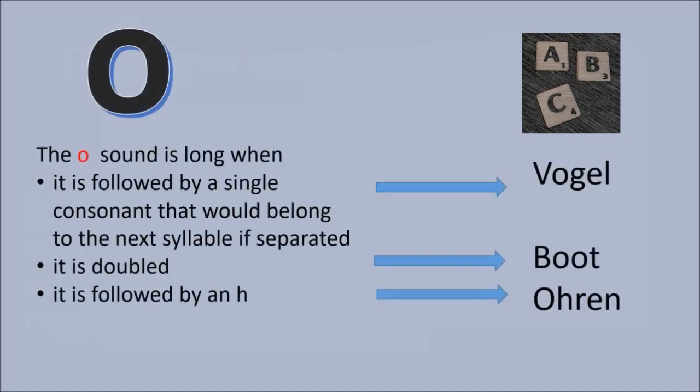And again it's the same rule. The O sound is long when it's followed by a single consonant that would belong to the next syllable if separated. Vogel. If you were to separate that, it would be Vogel. If it's doubled, Boot. And if it's followed by an H, Ohren.